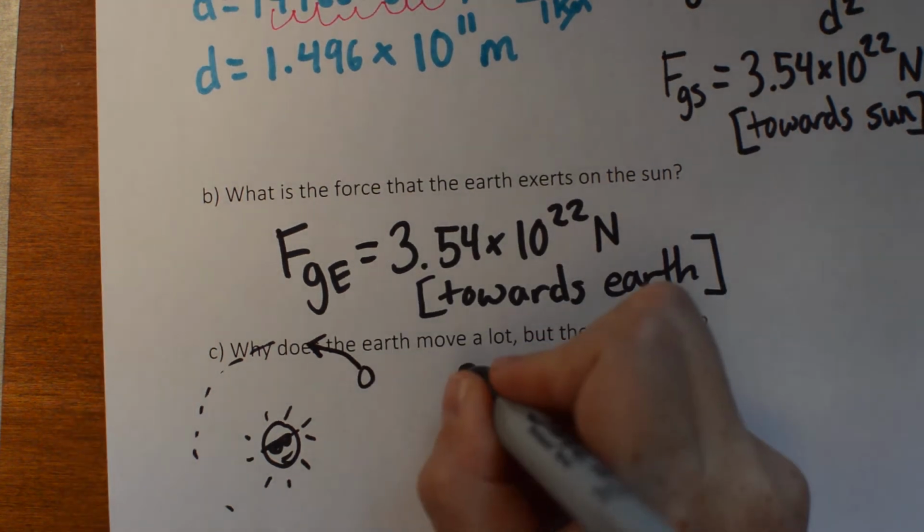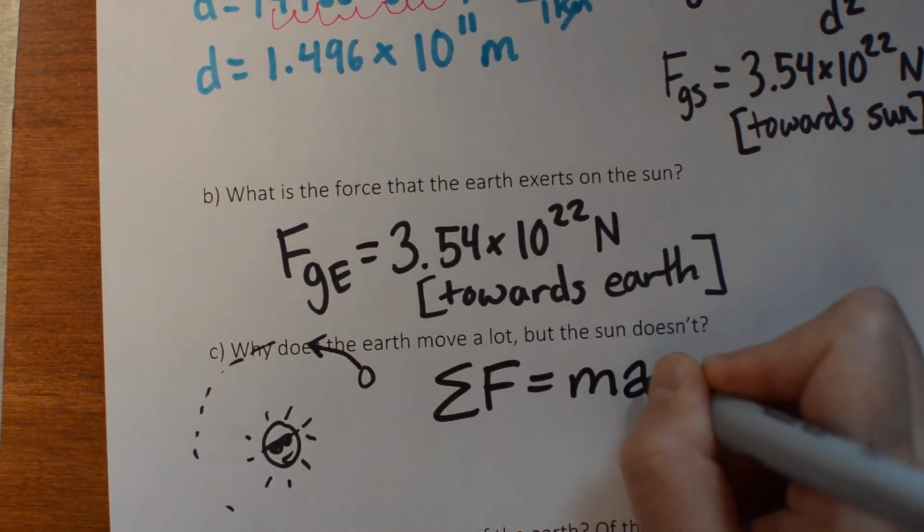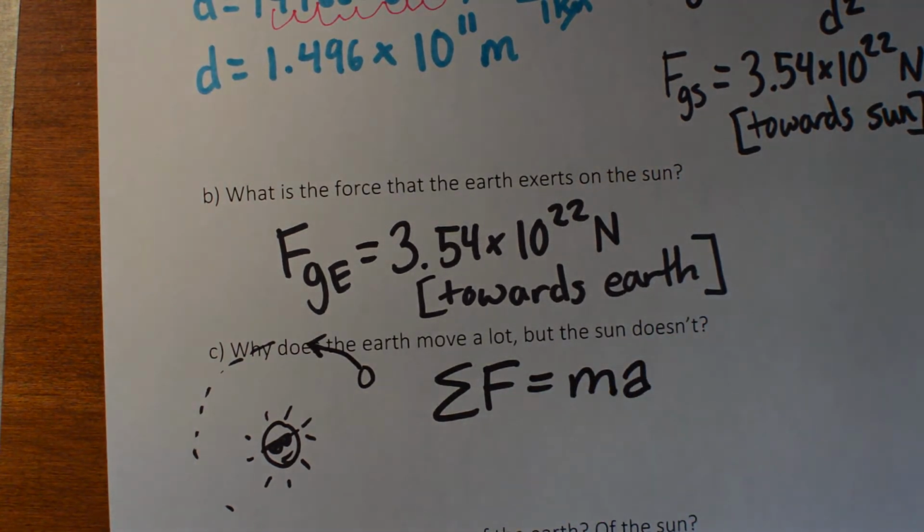Newton's second law is that the net force is equal to the mass times the acceleration. To make our lives easier for a second, let's pretend the Earth and the Sun are the only two things in our solar system. So we'll pretend that the net force on the Earth is just the force of gravity from the Sun, and the net force on the Sun is just the force of gravity from the Earth. We're going to pretend there's nobody else, no other planets out there, no other moons or anything like that.